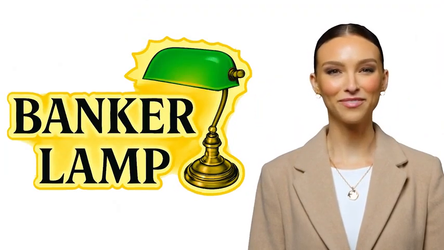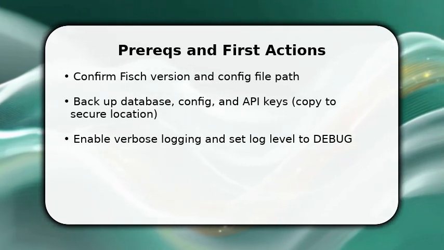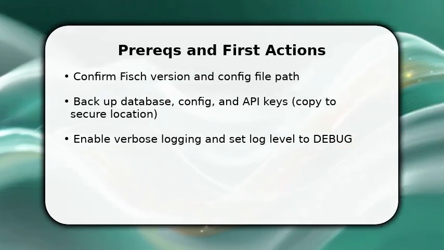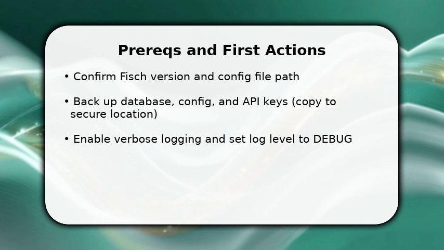Please enjoy the video. You start by verifying the Fisch version and locating its config. This avoids chasing mismatched settings. Once done, back up the database, config, and API keys so you can roll back if needed.